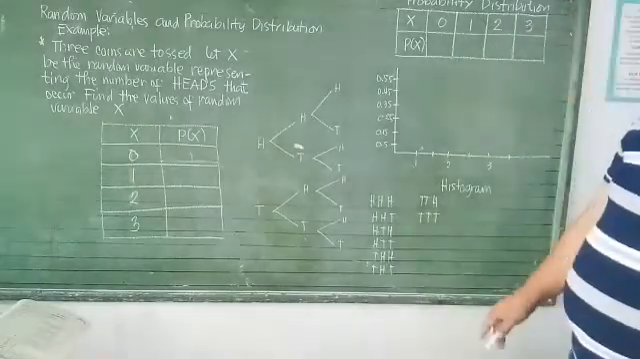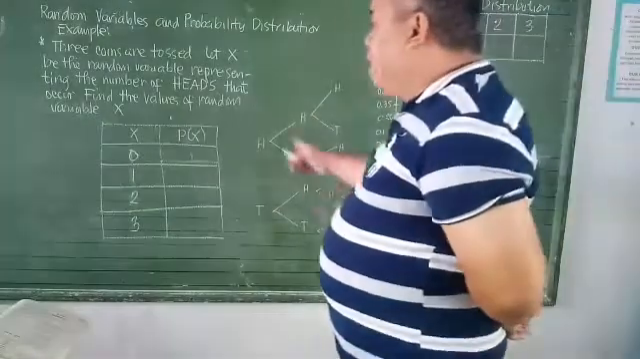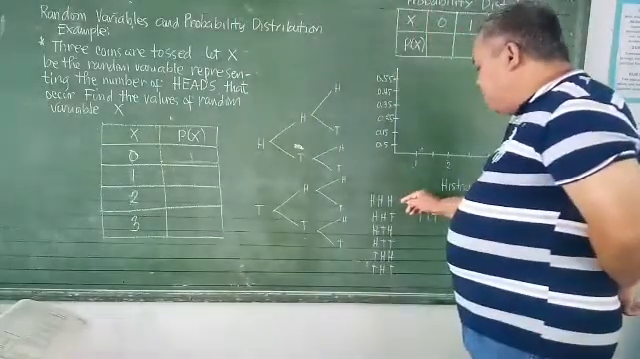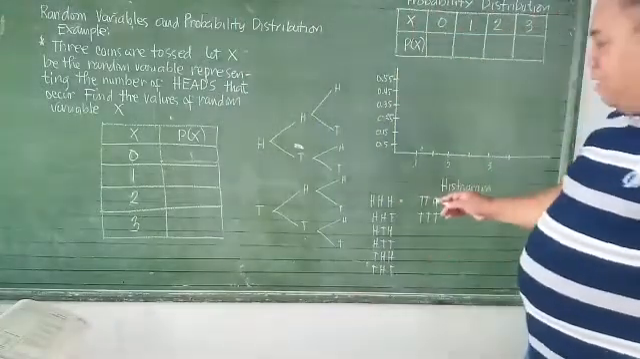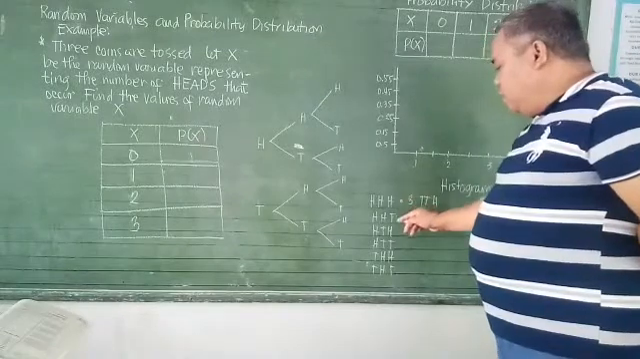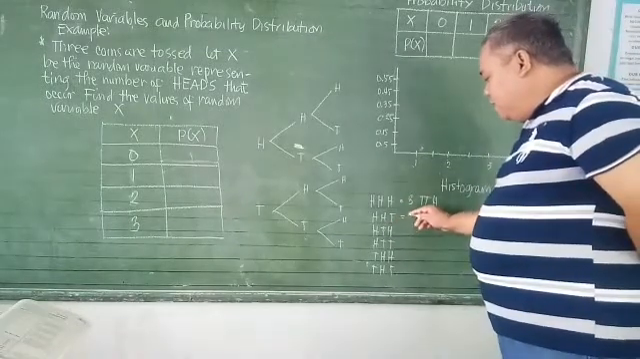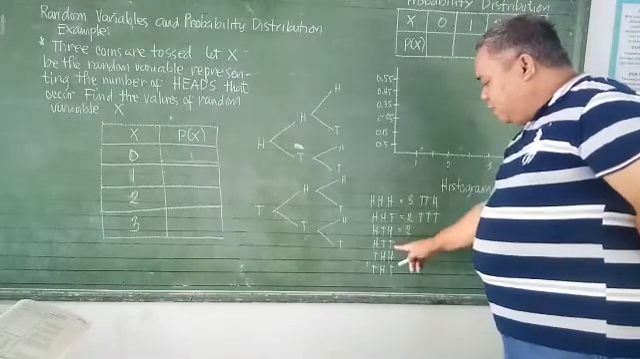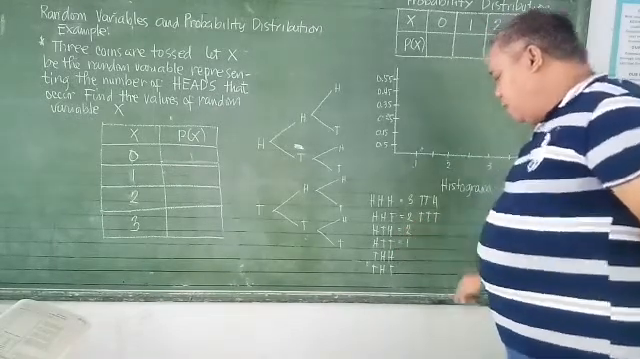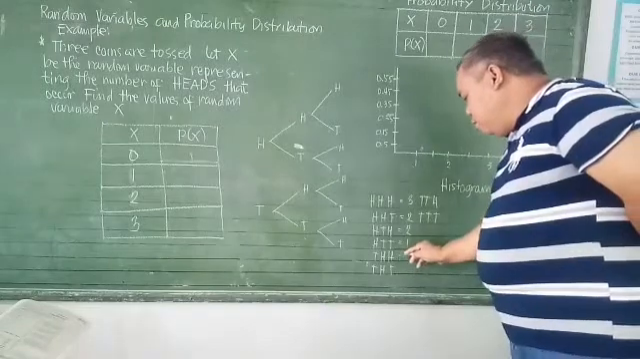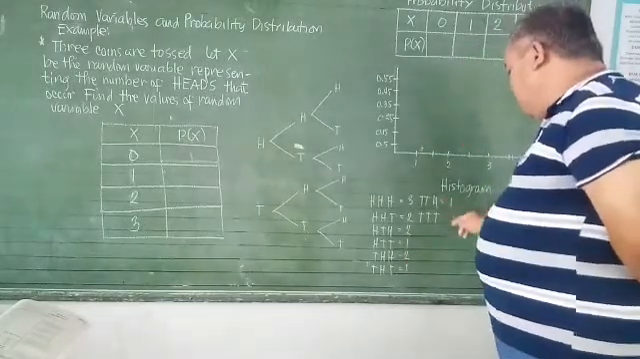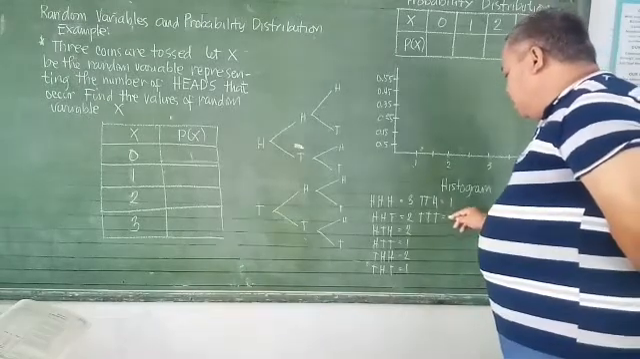Now, hinahanap natin is the number of heads. Dito, ilang heads ang nag-represent ng tinos natin? 3. Dito, 2 heads. Ito naman is 2 heads din. Dito ay 1. Here, 2 heads. Ito naman ay 1. Dito is 1 and dito naman ay 0.